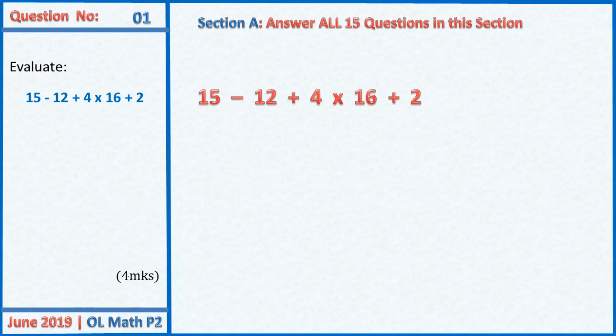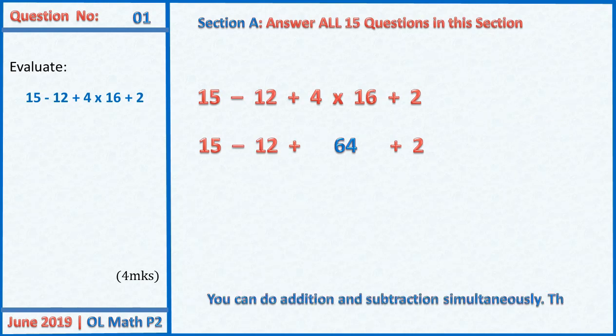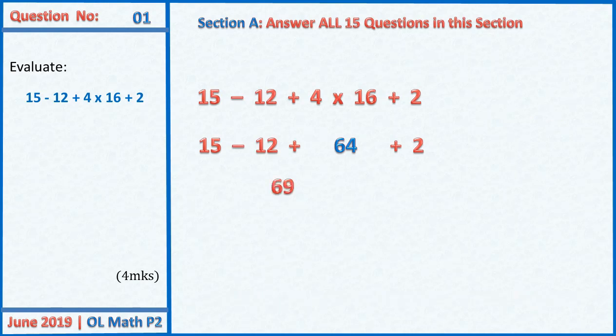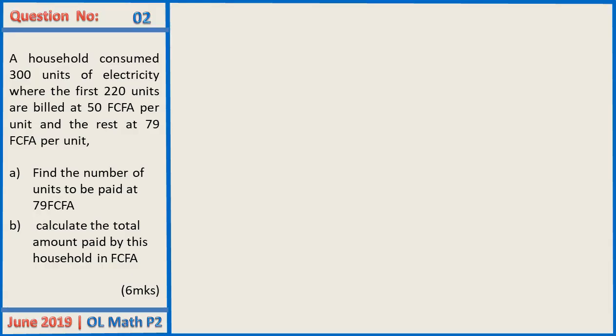So question 1, section A, we start with multiplication. For a question like this, we start with multiplication. So 4 times 16 gives us 64. We now copy out the other items. We have 15 minus 12 plus 64 plus 2. We can do addition and subtraction simultaneously, and this will give us 69 on your calculator, 4 marks.